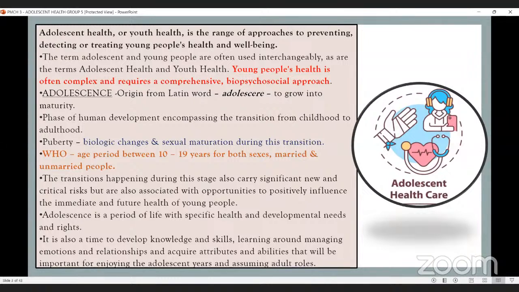According to WHO, the age period between 10 to 19 years for both sexes, married or unmarried, is the age of adolescence. The transition happening during this stage also carries significant new and critical risks, but is also associated with opportunities to positively influence the immediate and future health of young people. Adolescence is a period of life with specific health and developmental needs and rights. It is also the time to develop knowledge and skills, learn about managing emotions and relationships, and acquire attributes and abilities that will be important for enjoying the adolescent years and assuming adult roles.